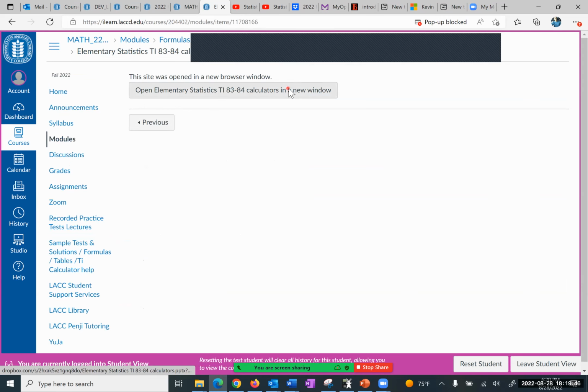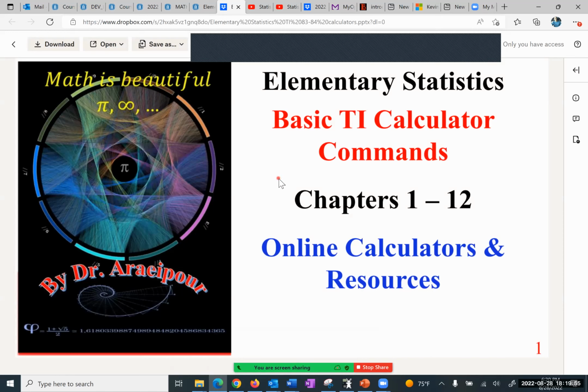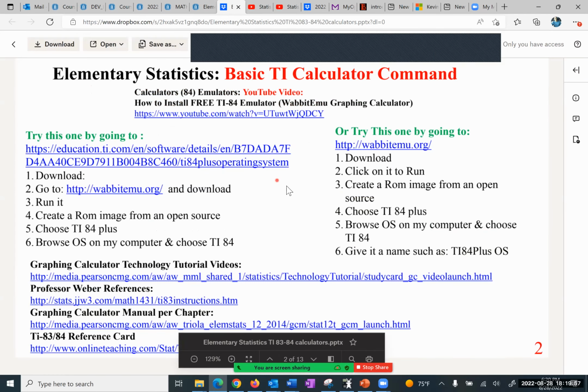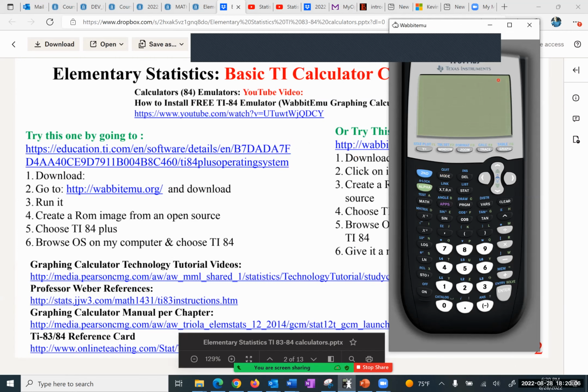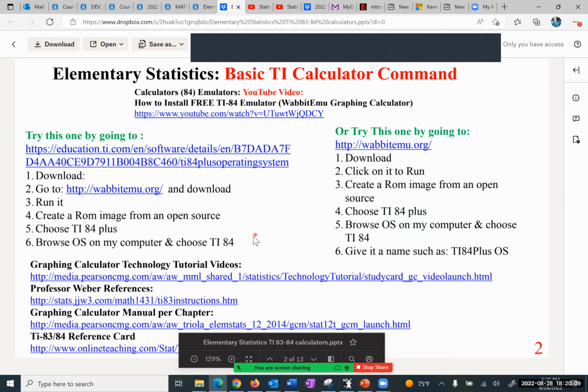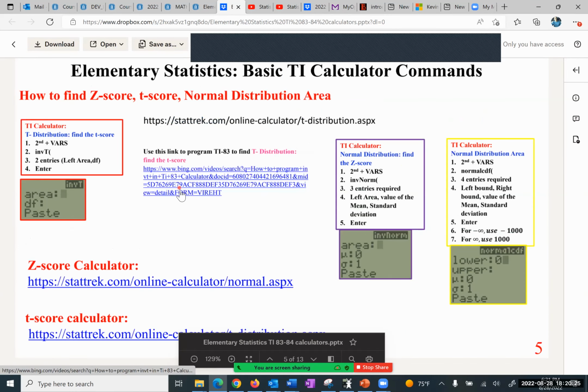I want to explain something about this before I move on, and there are more calculators that I have explained. I have provided everything, including information about the calculator, so you don't have to pay a penny even for a calculator. On the very first page, I tell you how to download an emulator, the calculator, which looks like this. Now, sometimes it may not work. You have to try it a couple of times, but there is a YouTube video that explains how to install this free calculator. There are other calculators also, and these are some commands.